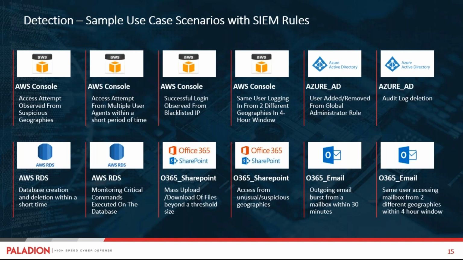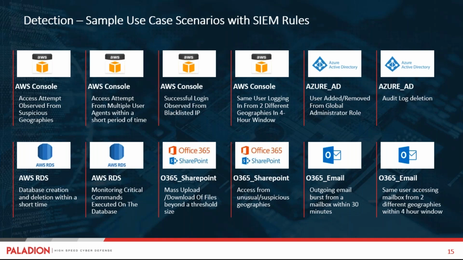For example, access to the console from suspicious geographies or blacklisted IP addresses. This use case can be identified specifically if you're not doing business in a geography, if you don't have users there, or if most of your users are confined to a single country. So you could define access from certain countries as suspicious, and definitely access from a blacklisted IP should be considered a suspicious activity.